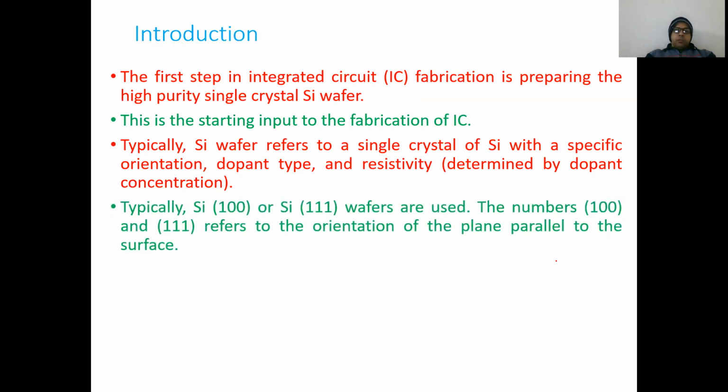Typically silicon 100 and 111 wafers are used. The numbers 100 and 111 refer to the orientation of the plane parallel to the surface. So why are we choosing these two? Because after a silicon wafer, we are going to go for several processes like oxidation and lithography. These orientations favor these processes a lot. That's why we are using these orientations.